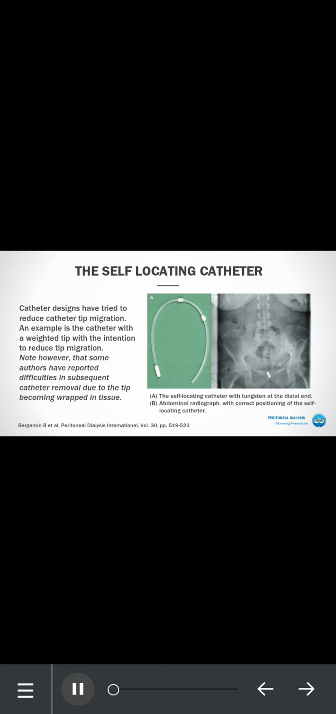In order to reduce the risk of tip migration, the self-locating catheter was developed. This is a catheter with a tungsten-weighted tip, and you can see it there on the plain film on the right. Gravity acts on the weight on the tip and keeps the tip in the pelvis, so that reduces the risk of migration. There are several series of this catheter's use. The downside is that the catheter tip can become fibrosed in the pelvis. One or two people have reported that. So clearly it has a place, and it's an area of interest.